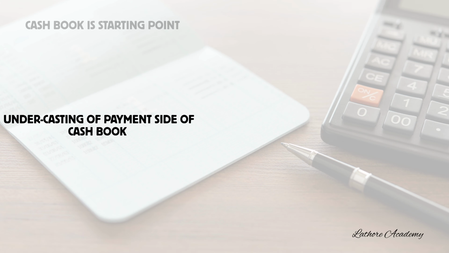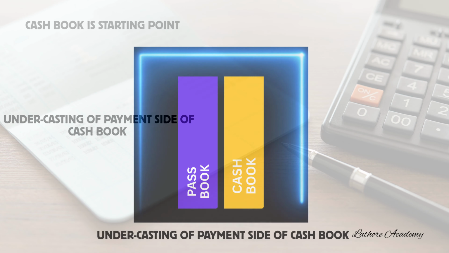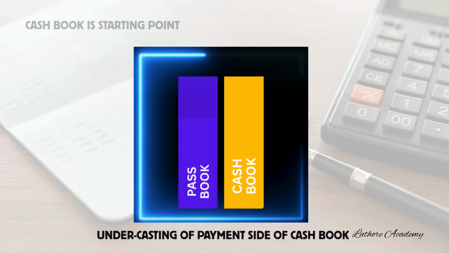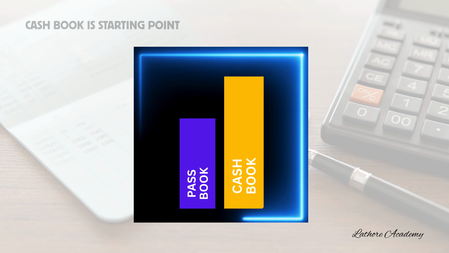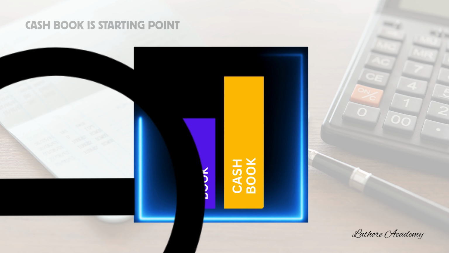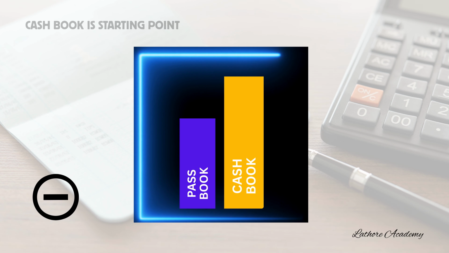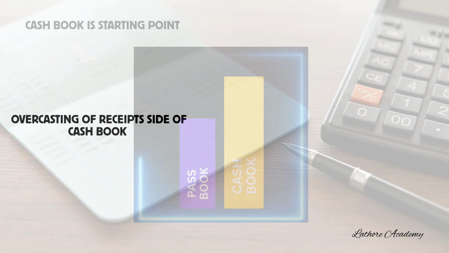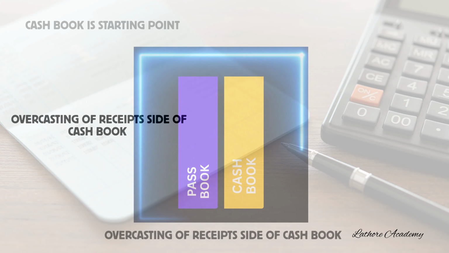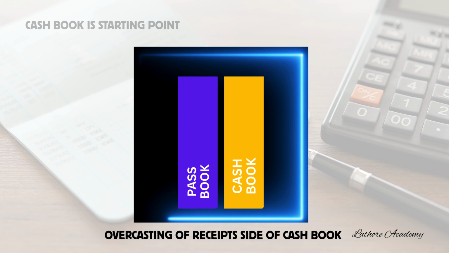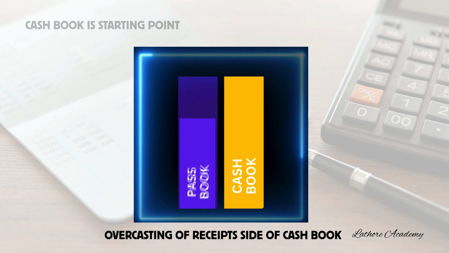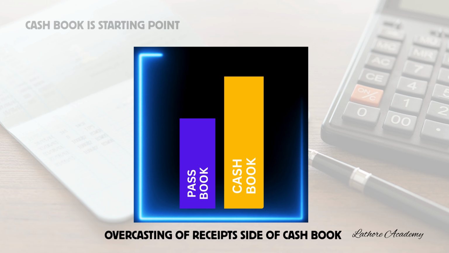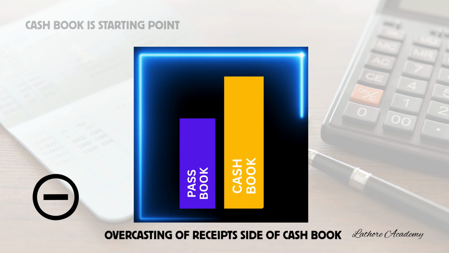Moving on to the next transaction, undercasting of payment side of the cash book. As an accountant, if you have totaled the payments as less than the actual, your cash book balance is showing higher, isn't it? So we have to subtract the undercasting difference. Moving on to the next transaction, overcasting of receipt side of the cash book. As an accountant, if you have totaled the receipts as more than the actual, your cash book balance is higher as compared to the passbook balance. So we have to subtract the overcasting error.